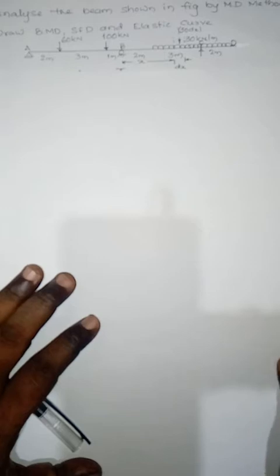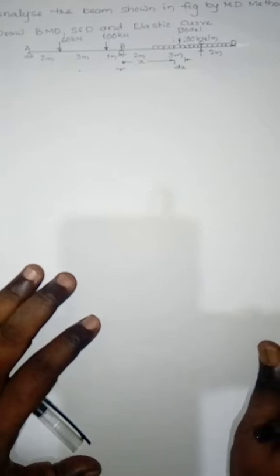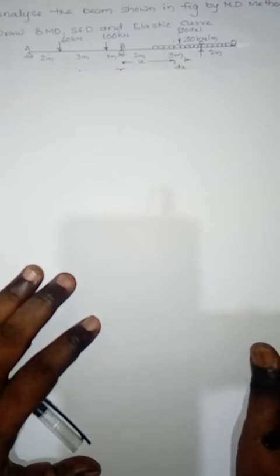Here first we have to calculate by considering all the supports as fixed supports. Then we have to calculate the fixed end moments. That is the first step. Here MFAB. Here there are two loads, one is 60 kilonewton and one is 100 kilonewton. Calculate the fixed end moment separately for the two loads and then by principle of superposition add them.